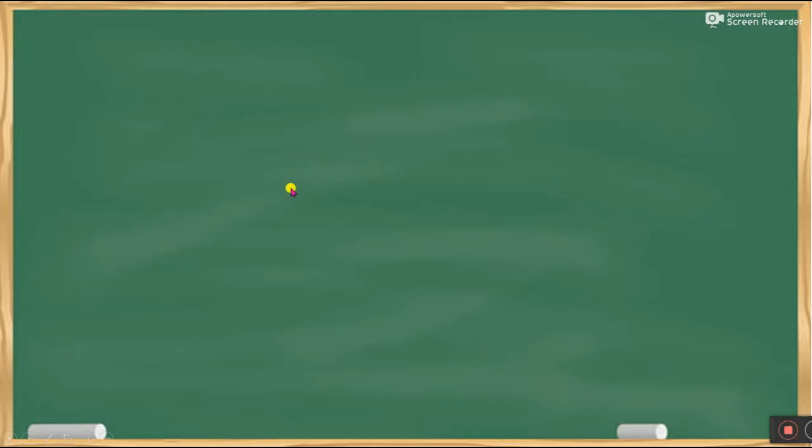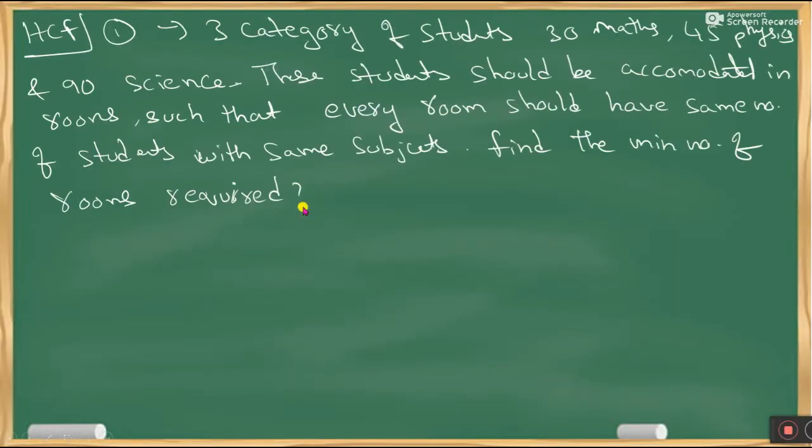Okay. Now it is given that there are three categories of students: 30 from maths, 45 from physics, and 90 from science. These students should be accommodated in the rooms such that every room should have the same number of students with the same subject. Okay, and I have to find the minimum number of rooms. Whenever I say minimum, most of the students make the mistake of trying to find the LCM. See, here one thing you have to remember: when we have the minimum number of rooms, that means each room should accommodate the maximum number of students. So indirectly, this question asks you to find the HCF.